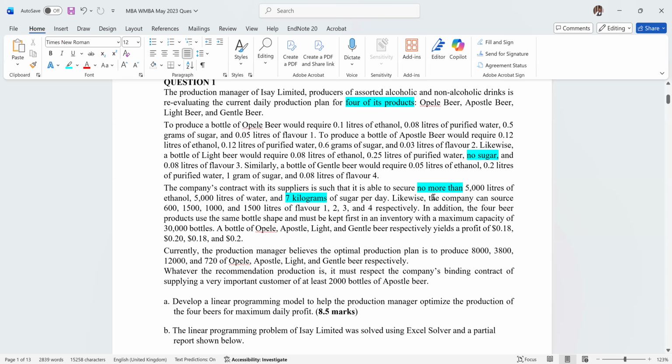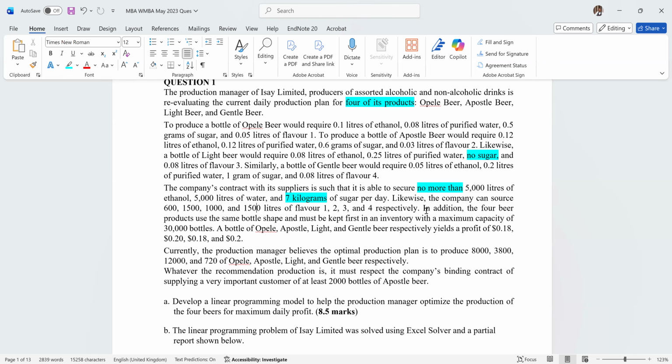Likewise, the company can source 600, 1,005, 1,000, and 1,500 liters of flavor 1, 2, 3, and 4, respectively. In addition, the 4 beer products use the same bottle shape. It must be kept first in an inventory with a maximum capacity of 30,000 bottles.